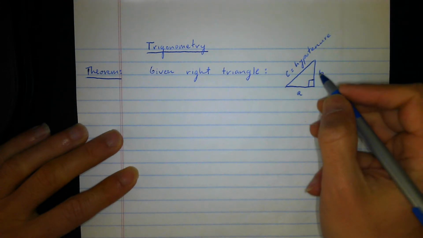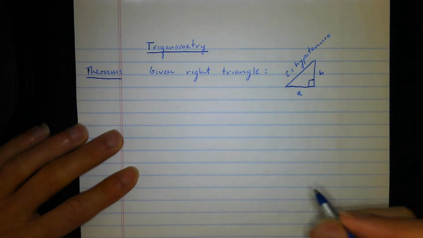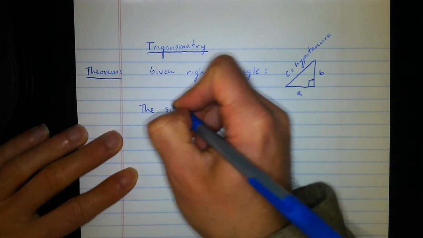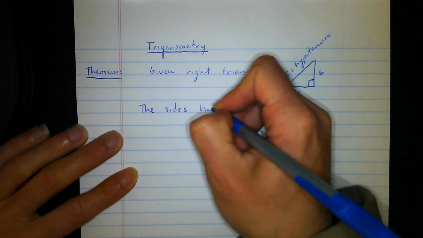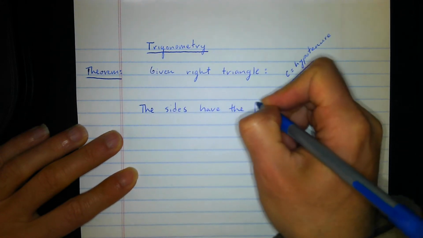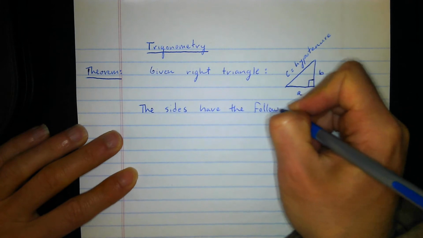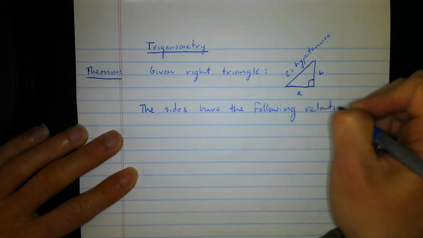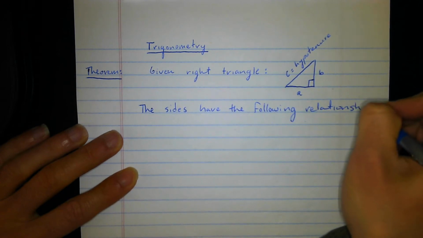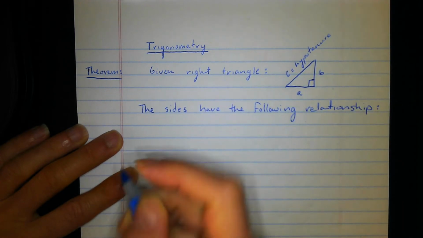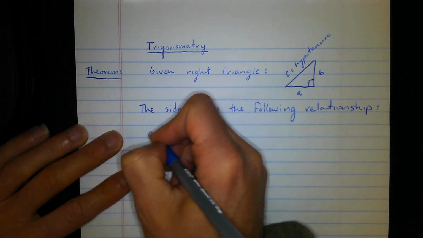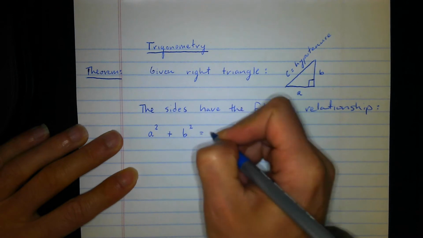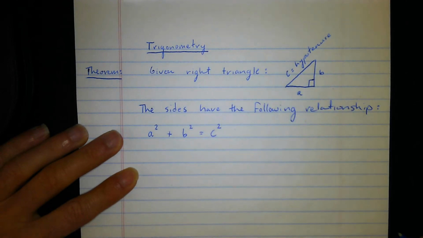Okay, in this case, we know the sides have the following relationship. The sides have the following relationship. A squared plus B squared equals C squared, like so.